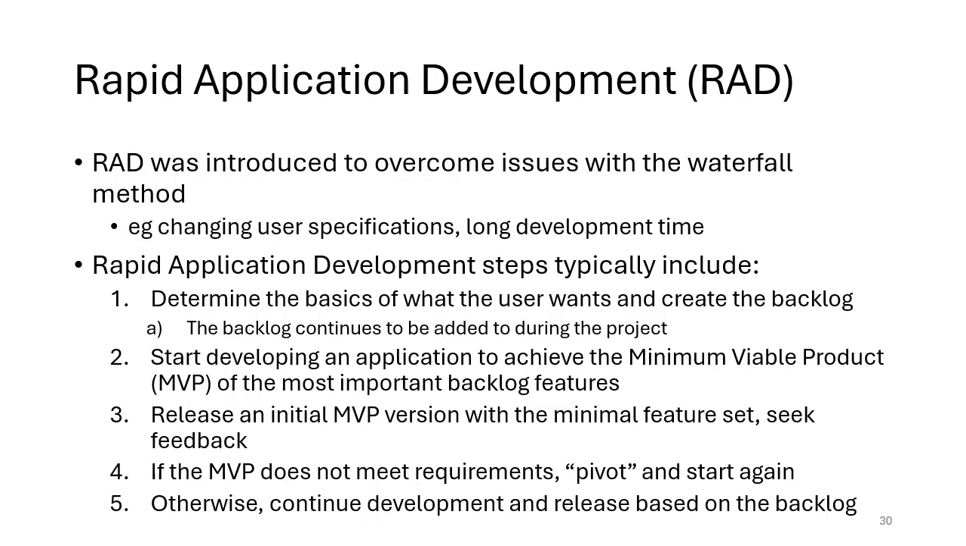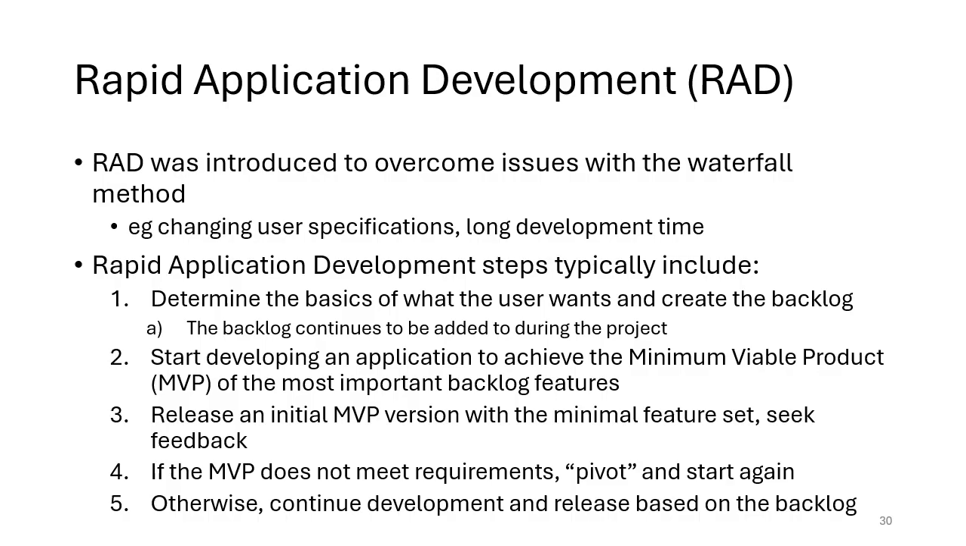Now, rapid application development, or RAD, was one of the methods that was introduced to overcome issues with the waterfall method. As we mentioned, changing user specifications, long development time, uncertain development time. So what the rapid application development steps do is it starts off with a very different way of determining what's needed. So first of all, we still have the basics of what the user wants. What we do is we have a list of user requirements, and that is used to create a backlog. The backlog will continue to be added to during the project, but the backlog gives you the list of things that the user actually needs.